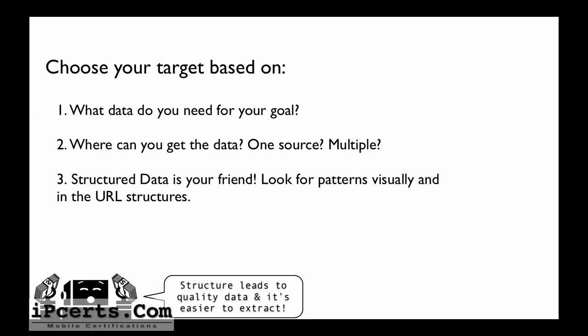The second part here is, where can you get that data? Once you've established your goal, you start looking for the spot where you can get that data. The ideal scenario is that you can get it from one source, because the less you have to build, the more effective you can be. But don't be afraid to get multiple sources of data. Don't be afraid to go out and take 5 different sources of data and combine them into one.